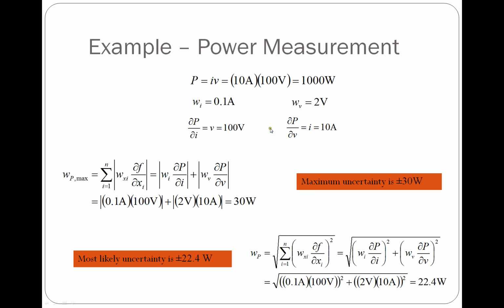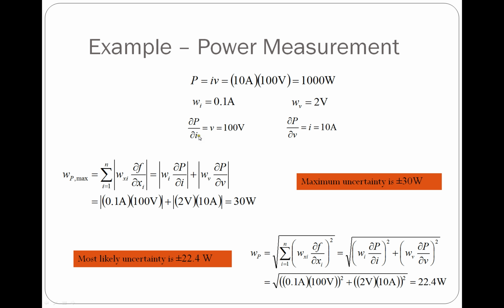All right, so again, we know that power is the product of current and voltage, and that's going to give us 1,000, so that's our nominal value. We also know the uncertainty in the current, W sub I, is 0.1 amp, and the uncertainty in the voltage is plus or minus 2 volts. So to calculate the uncertainties, we're going to need to take the partial derivative of the function with respect to each of the two measurements that were made. We know power is equal to current times voltage, so we need to take the partial derivative of power with respect to current, and the partial derivative of this power function with respect to voltage.